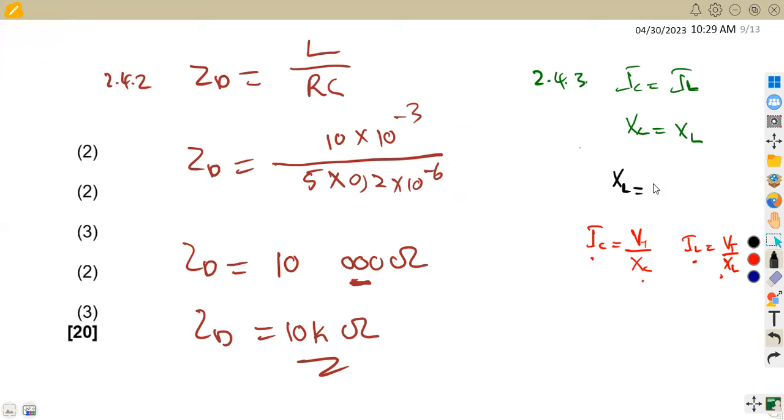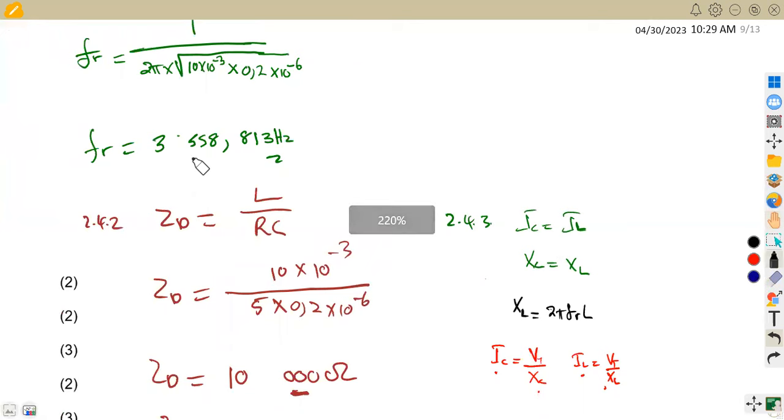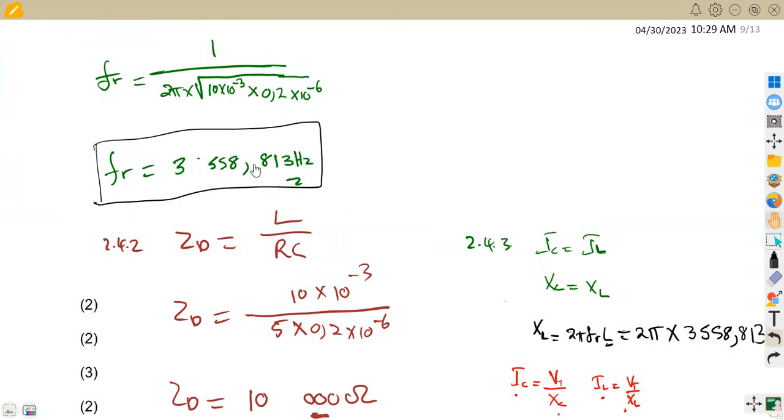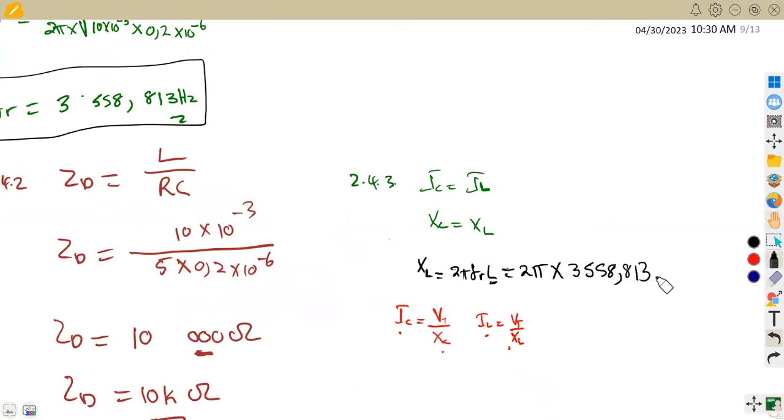So in this case, like I said, I'm going to use XL, which is 2 pi F L at the resonant frequency. You use the resonant frequency to calculate the XL. Remember, we calculated the resonant frequency before. This is your resonant frequency here. So you're going to use this value. So this is going to be 2 pi times the resonant frequency, which is 3558.813, times the inductance, our L in this case. Remember our L here is 10 times 10 to the exponent of -3, so you're going to multiply by 10 times 10 to the exponent of -3.